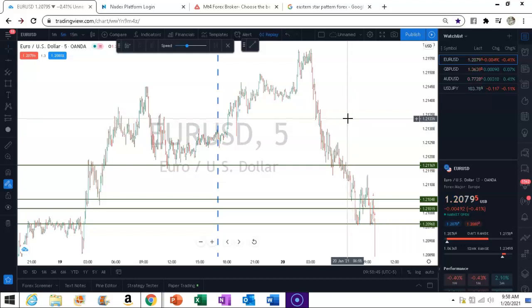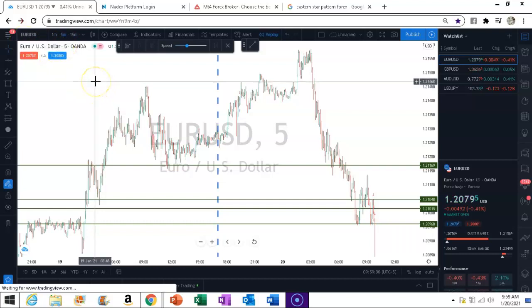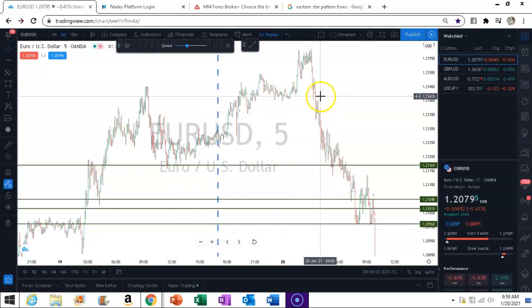And this time, the focus will be on trading for pips. How to trade on a platform such as TradingView, Forex.com, MetaTrader 4, if you have a broker.